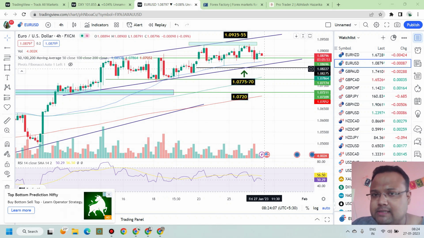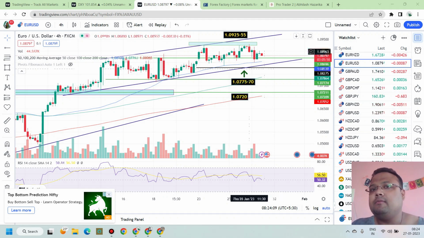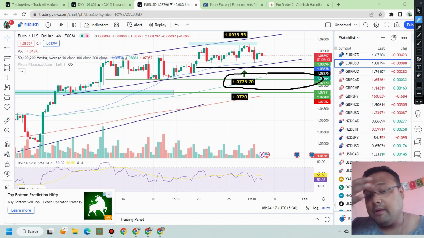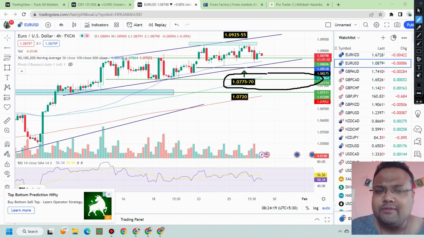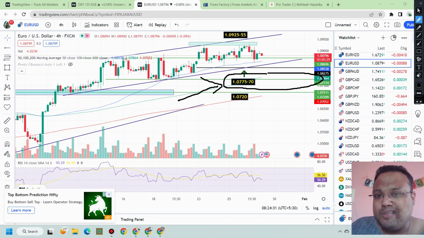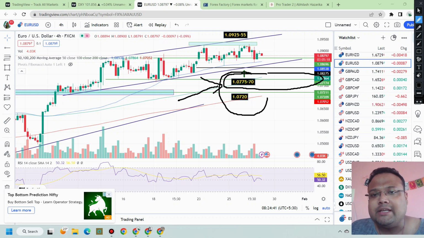And in case the market breaks it, in case the DXY shows a good amount of upside today, then wait for the market to come down to the 1.0775 or 1.0770 level, because if you are a EURUSD lover, you know very well that this level was a very strong support just a few days ago. If the market breaks the 50 moving average and the trend line, then we can definitely expect the market to take support around this level. The strongest supports on the EURUSD chart are 1.0775 and 1.0720, the two levels I have mentioned here.